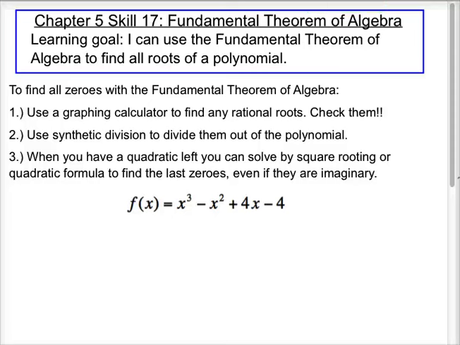Hello, welcome back. So in this video, we are going to go through the fundamental theorem of algebra. What this means is it is the way to find all the roots of a polynomial.